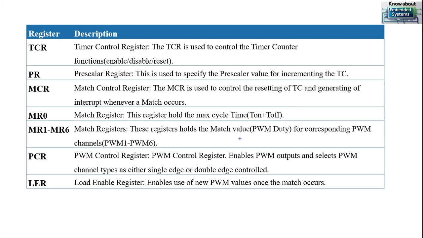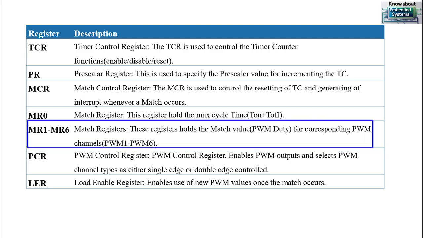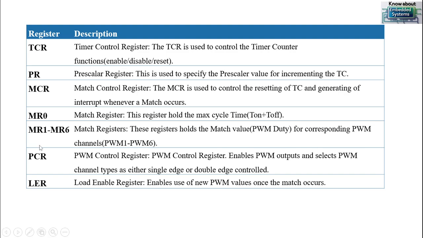The second thing is MR1 to MR6. We have 6 outputs, and we have 6 MRs, one MR register for each channel, MR1 to MR6. These registers will hold the duty cycles of your pulse width modulation, or you can say MR1 to MR6 will hold the time duration for the on period. So MR0 will hold the total time duration, and MR1 to MR6 define the on time. These two are important with respect to configuration.